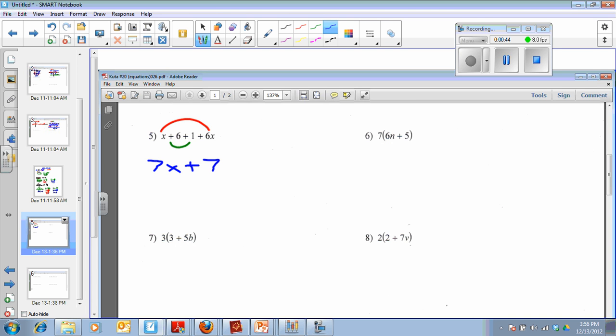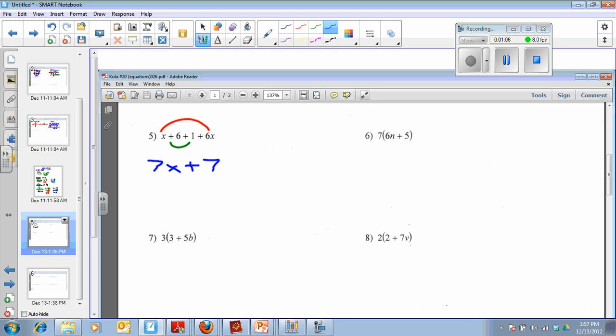And of course, I cannot combine those two terms. Remember, for like terms to be combined, you have to have the same variable, same exponent. So of course, this term has a coefficient of 7. But that doesn't matter. It has to have an x to the first power for me to combine it with something else. So this is as simple as it gets. We're going to leave it as 7x plus 7.